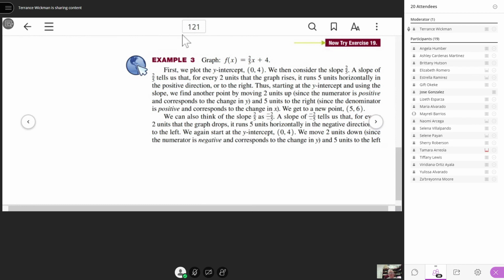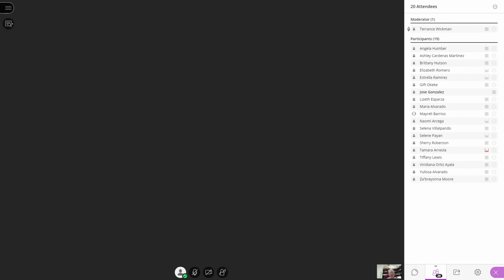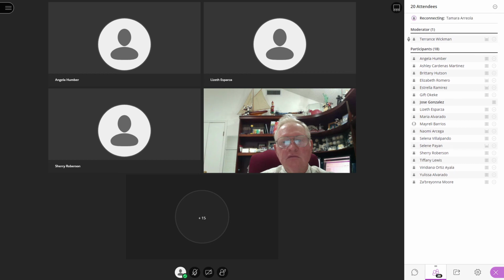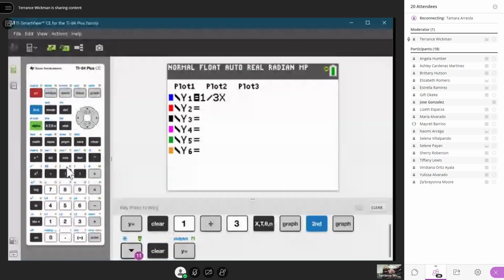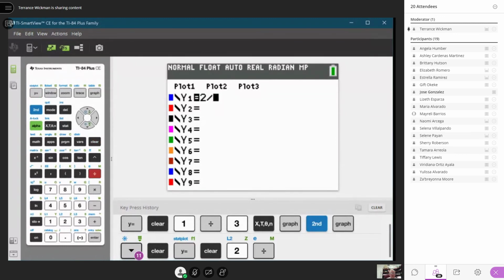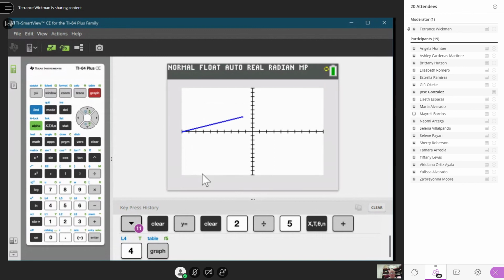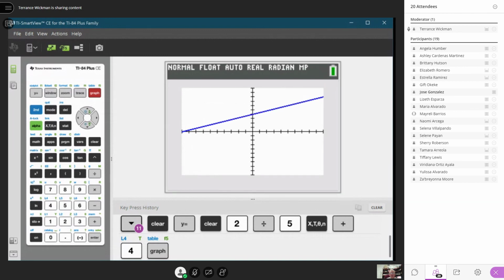Just go to the calculator. Y equals, clear this, 2/5, 2 divided by 5, x plus 4. And hit graph. There it is. And look, here's 0, 1, 2, 3, 4. That's the intercept for that.